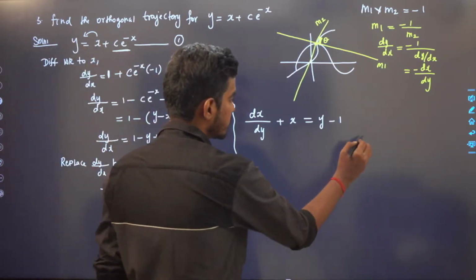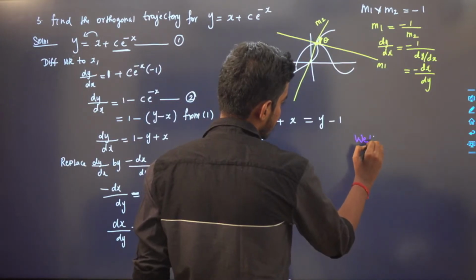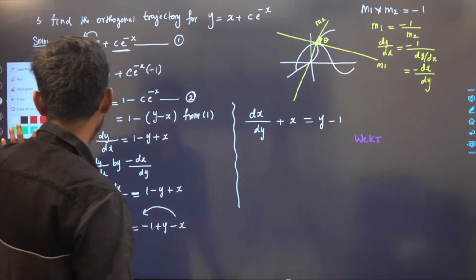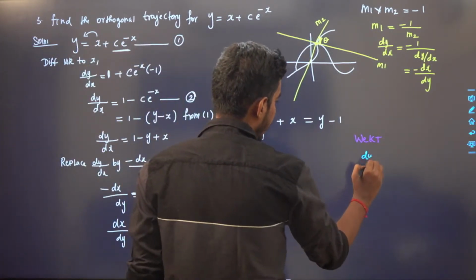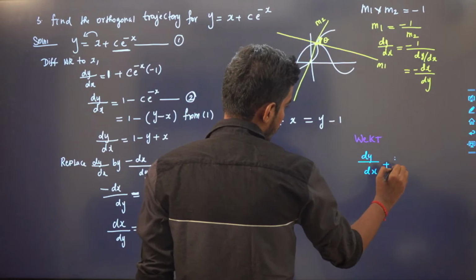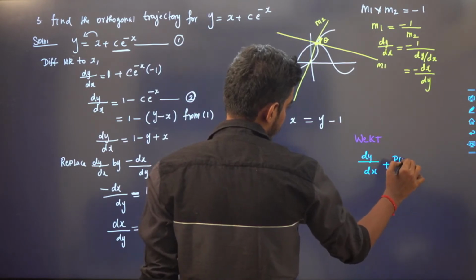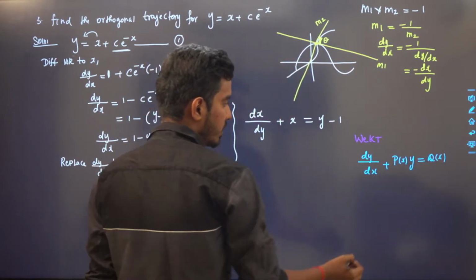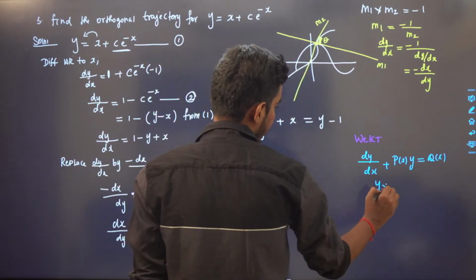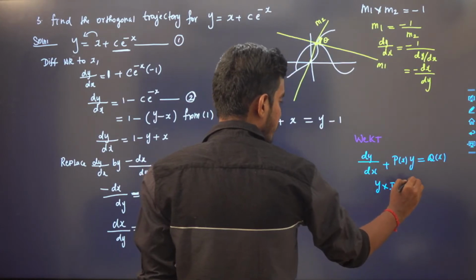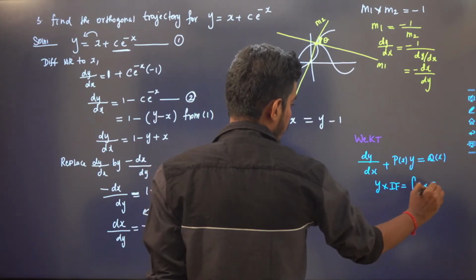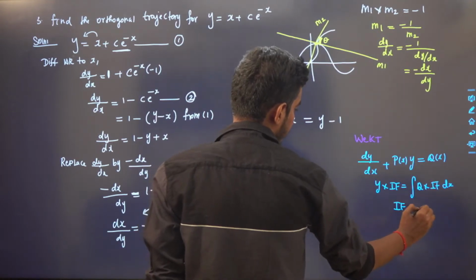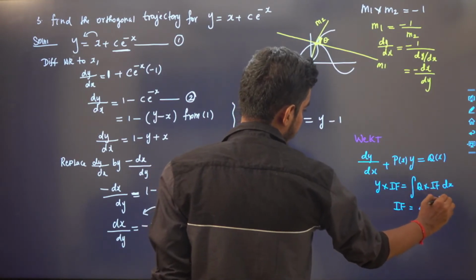So we know that this is a linear differential equation, right? What is the general format? dy by dx plus p of x into y is equal to q of x. This is called a linear differential equation. The solution is y into integrating factor is equal to integration of q into integrating factor dx, where the integrating factor is e power integration of p dx.